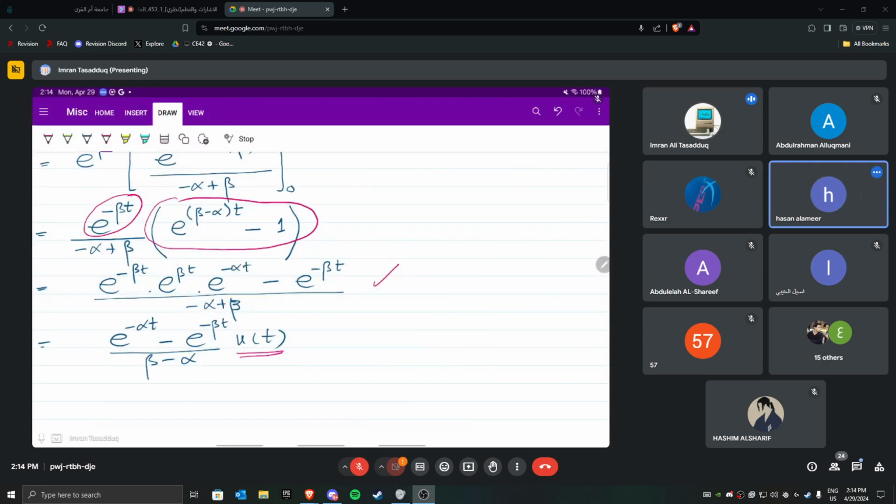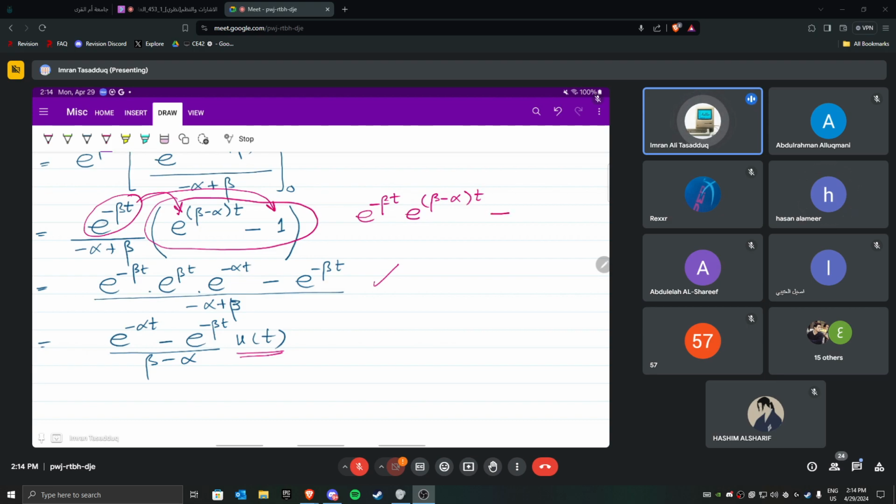Okay, so now when you multiply this e to the power minus beta t, first you have to multiply this e minus beta t with this one, and then multiply it with this one, right? So when I multiply this with the first one, it is e minus beta t into e to the power beta minus alpha t. This is the first term.